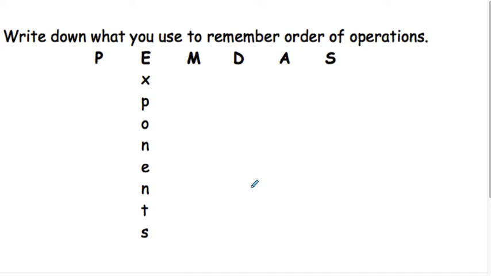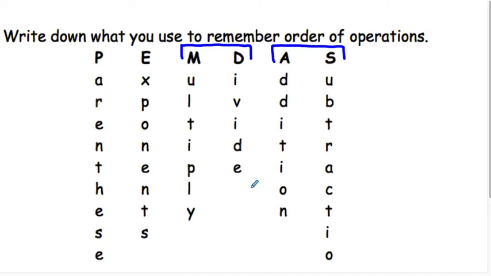Then we move on to exponents. Anything in the power gets done next. Then we do the multiplying and dividing, and then we do the addition and subtraction. And remember, multiplication and division are done at the same step, and addition and subtraction are done on the same step as well, okay? So those are just done left to right.